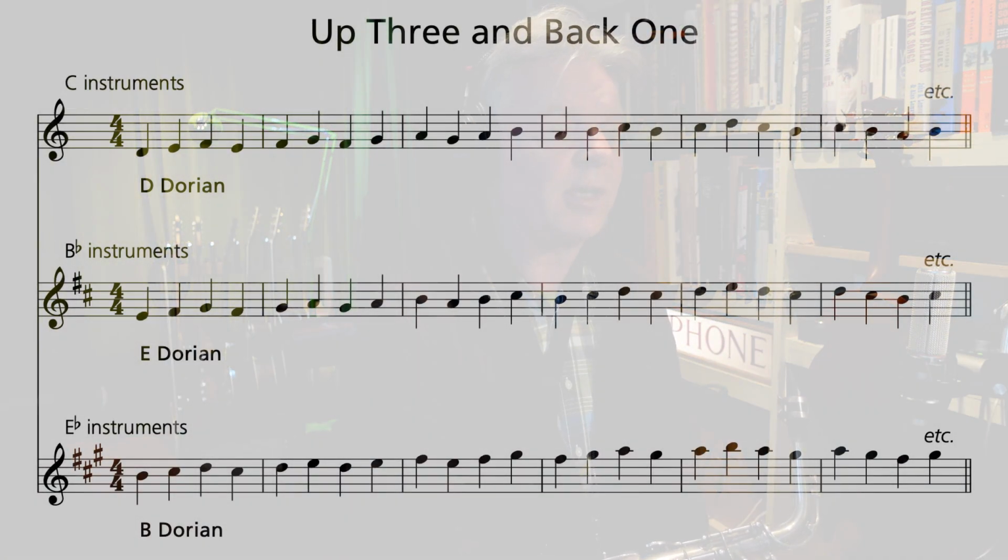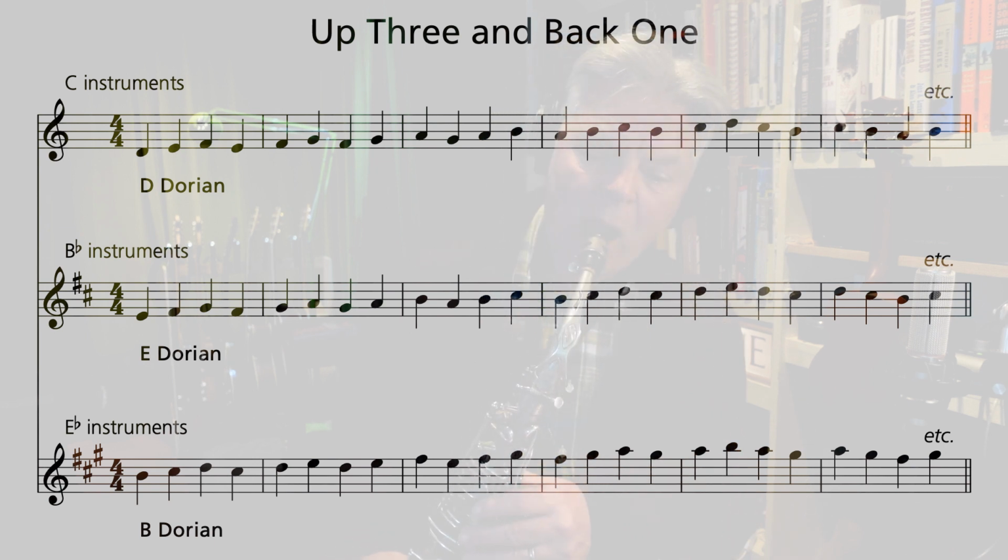The next pattern I want to look at would be going up the first three notes, coming back down one, and going again. So 1, 2, 3, 2, 3, 4, 3, 4, 5, that kind of stuff. You'll see that on the screen. And here we go.